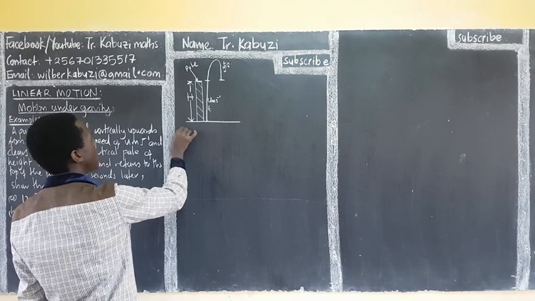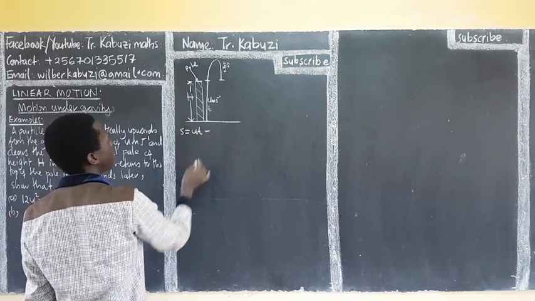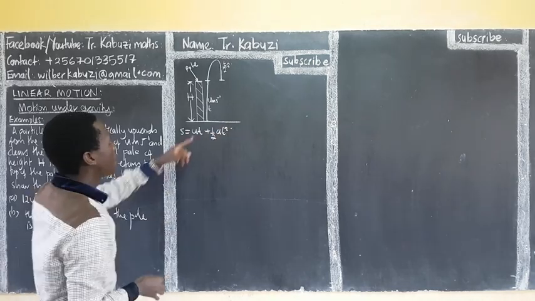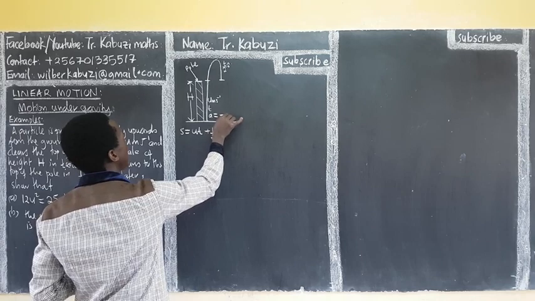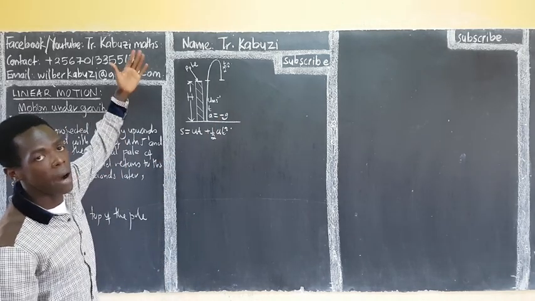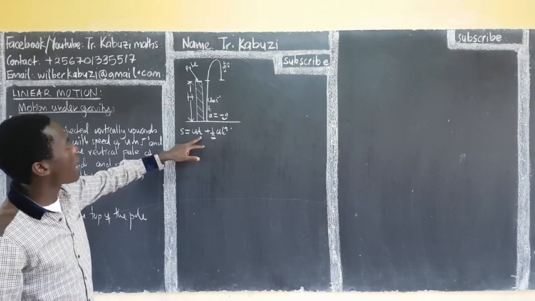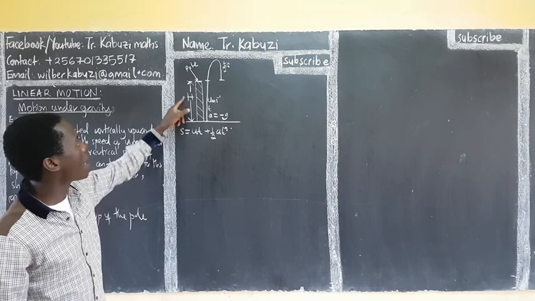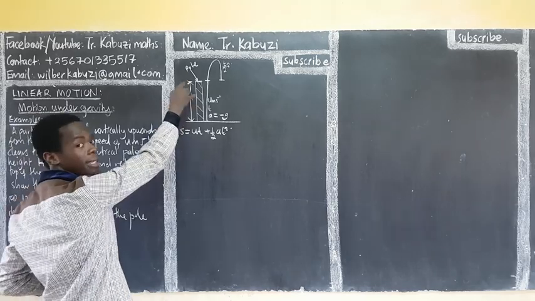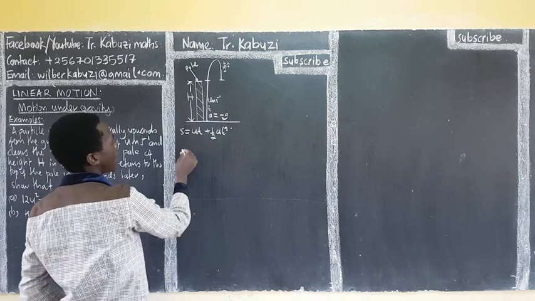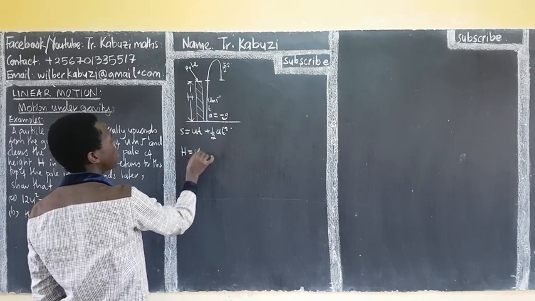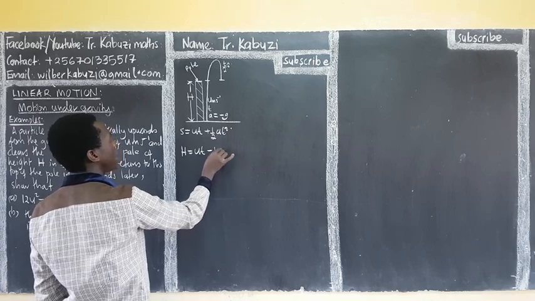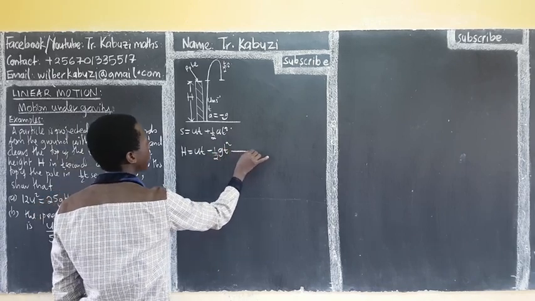So you know that our s is equal to ut plus half at squared. First of all, our acceleration here is going to be negative g because it's going up and it's opposing gravity. So we have our time as t, our acceleration as negative g, and our s as h, the height, the distance it is going to cover. So we have h equal to ut minus half gt squared. I call this equation 1.